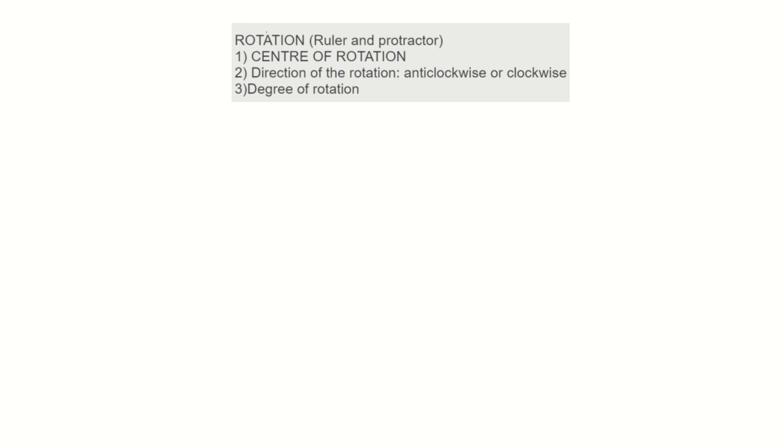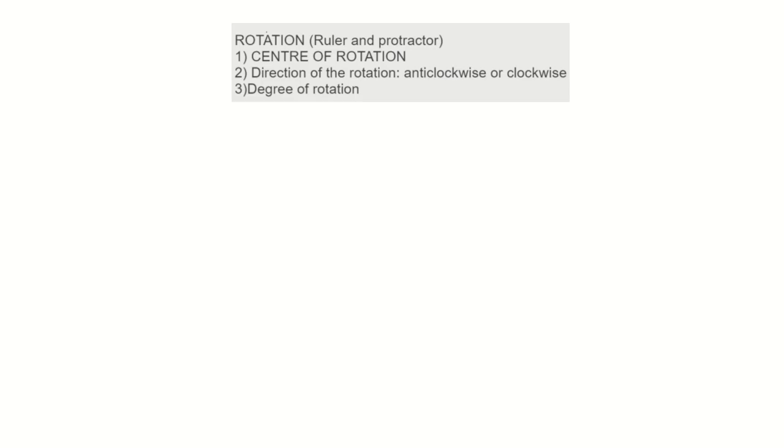Right? Then, with past papers, you'll see me doing this. For rotation, you'll need a ruler, a protractor and a compass. You need to locate the center of rotation, which is a coordinate, the direction of rotation, whether it is clockwise or anti-clockwise, and the degree of rotation, that is, you're using a protractor to measure how much it rotated. Right? Then there is your translation, the slide.